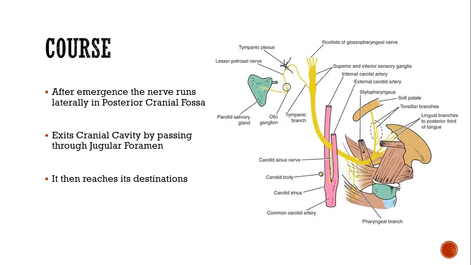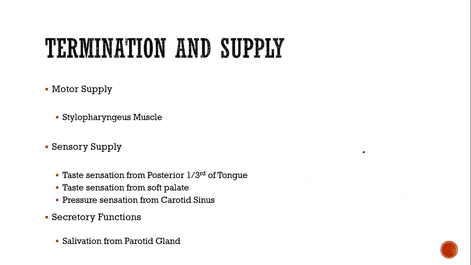Now, as far as the glossopharyngeal is concerned, since it's a mixed nerve, it has motor supply, sensory supply, and parasympathetic function. Motor supply, it supplies the stylopharyngeus muscle. Then, as far as the sensory supply is concerned, it takes taste sensation from the posterior one third of the tongue, as well as from the soft palate, and as I told you earlier, it is also responsible to sense the blood pressure through the carotid sinus. And as far as the parasympathetic fibers are concerned, they're responsible for the salivation from the parotid gland. So it's also supplying the parotid gland.